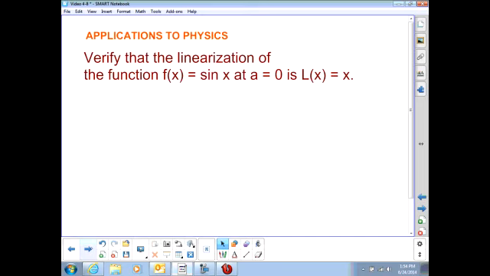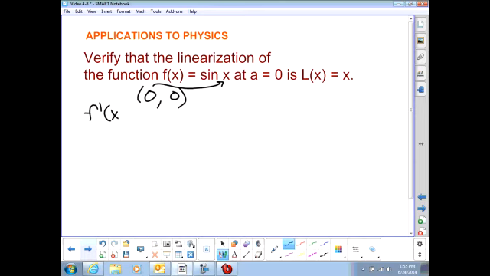So one last example. We want to verify that the linearization, so that's just your linear approximation equation, of our function at a equals 0 is really just the function y equals x. So we're calling it L of x equals x. So if we're doing a equals 0, first see what's the y value that goes with that. Well, when we put 0 in for x, sine of 0 is just 0. So we're working with the point 0, 0.